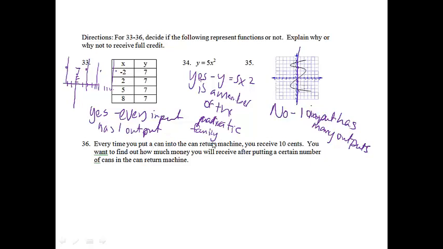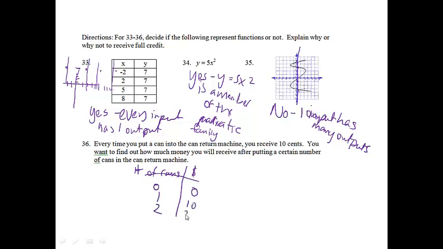All right, number 36. Every time you put a can into the can return machine, you receive 10 cents. You want to find out how much money you will receive after putting a certain number of cans in the return machine. So I'm going to make myself a little chart: number of cans and money. If I don't put any cans in, I won't get any money. If I put in 1 can, I'll get 10 cents.